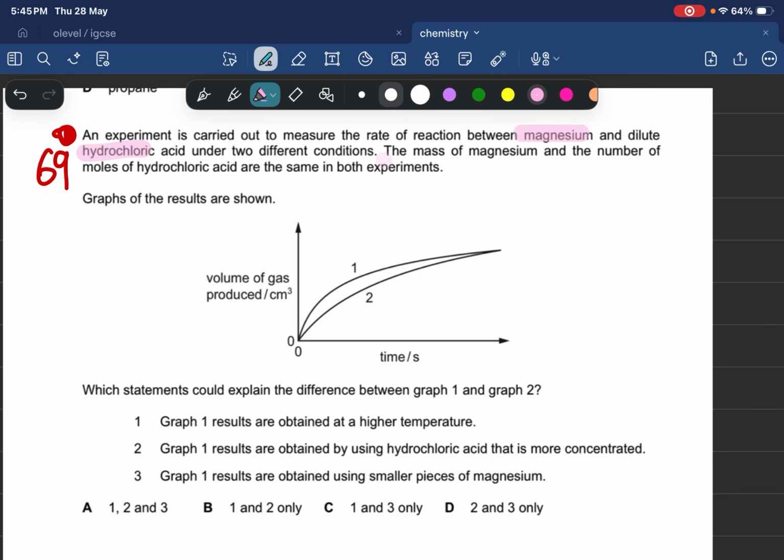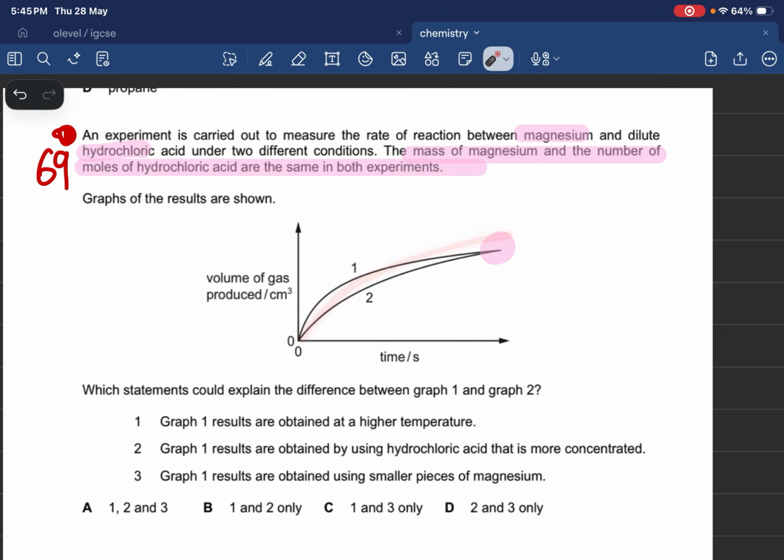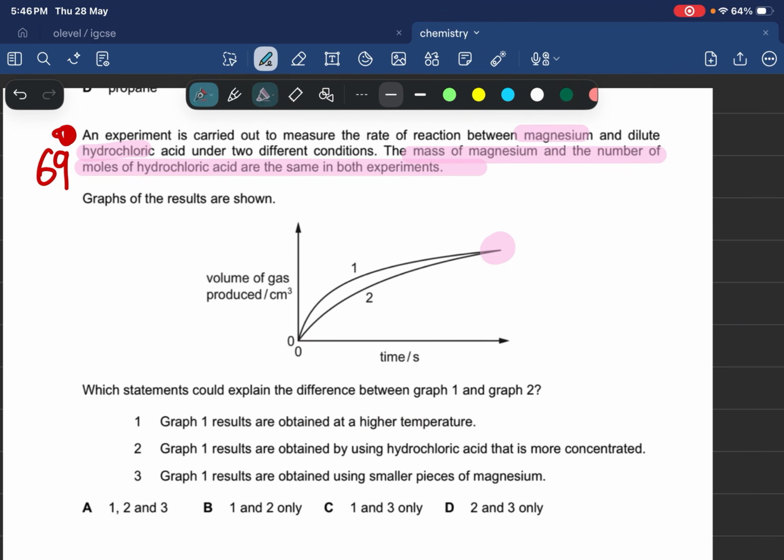An experiment is carried out to measure the rate of the reaction between magnesium and dilute HCl under two different conditions. The mass of magnesium and the number of moles of HCl are the same in both experiments. We know this because the line levels off, but 2 is a little slower than 1. Which statements could explain the difference between graph 1 and 2? Graph 1 results are obtained at higher temperature. Yeah, that can be correct because if we increase the temperature, we're going to increase the rate. If we increase the rate, the line becomes a little steeper.